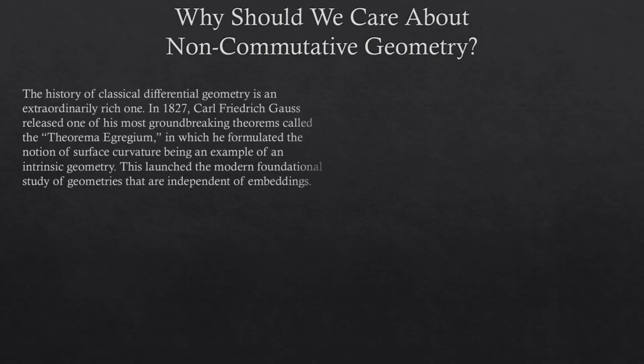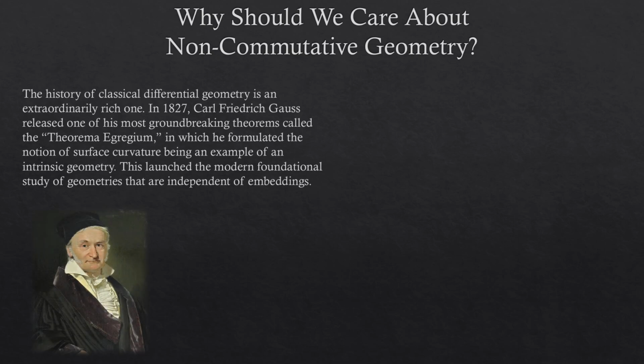The history of classical differential geometry is an extraordinarily rich one. In 1827, Carl Friedrich Gauss released one of his most groundbreaking theorems, called the Theorema Egregium, in which he formulated the notion of surface curvature being an example of an intrinsic geometry. This launched the modern foundational study of geometries that are independent of embeddings.